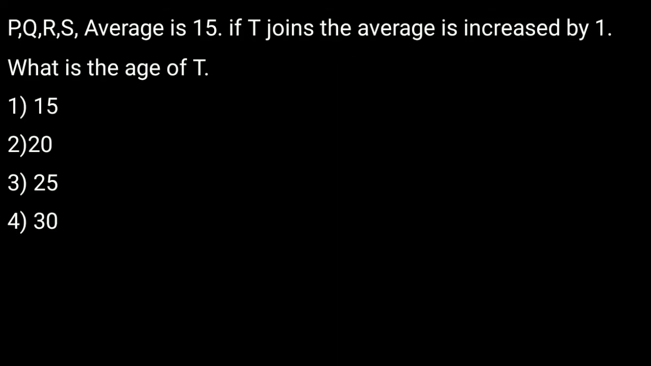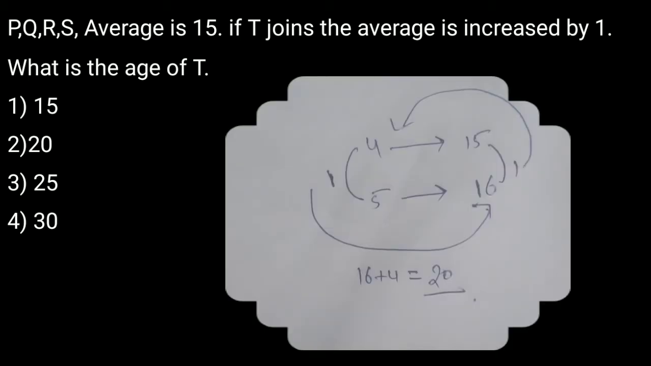Now we will see the next question. P, Q, R, S average is 15. If T joins, the average is increased by 1. What is the age of T? Now follow the same procedure.